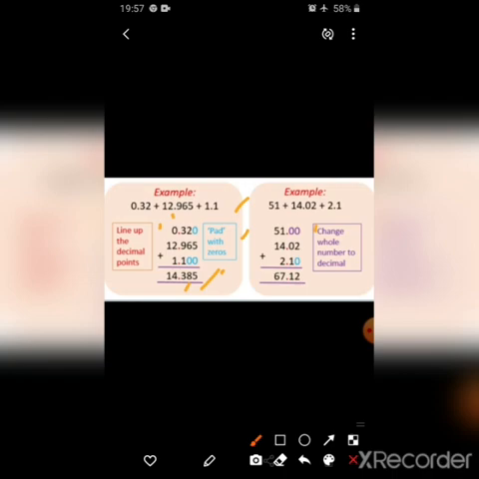Change the whole number to a decimal. 51 is a whole number, so change it into a decimal: 51.00. 0 plus 2 plus 0, 2. 0, 0, 1. Then here give the point. 1 plus 4, 5. 5 plus 2, 7. And 5 plus 1, 6. 67.12.